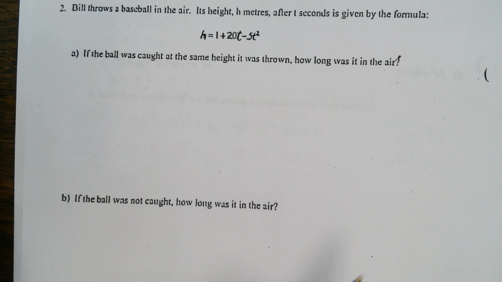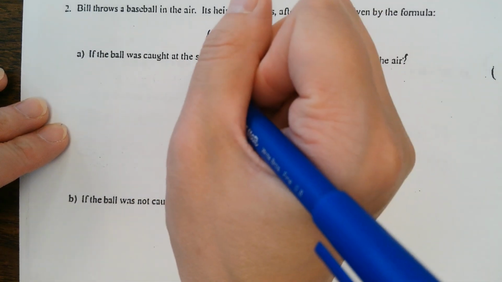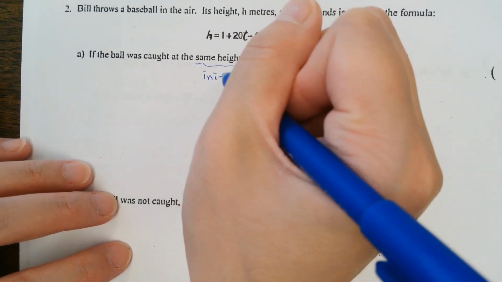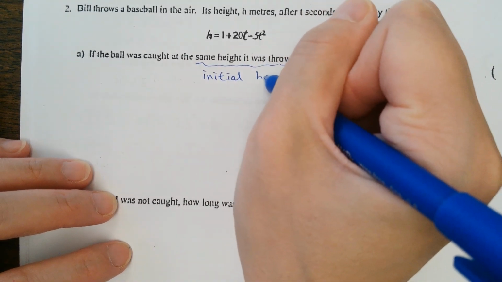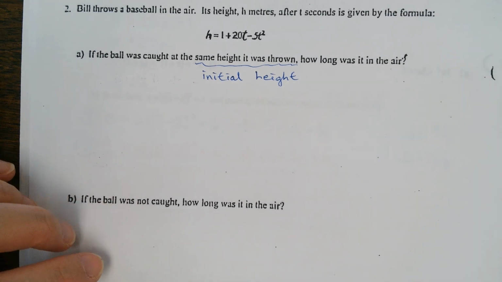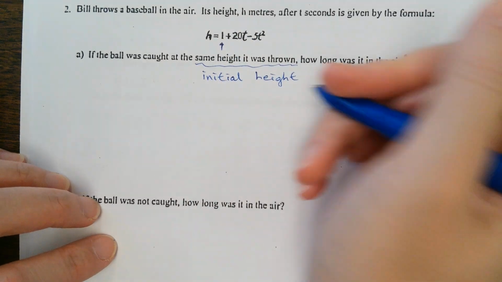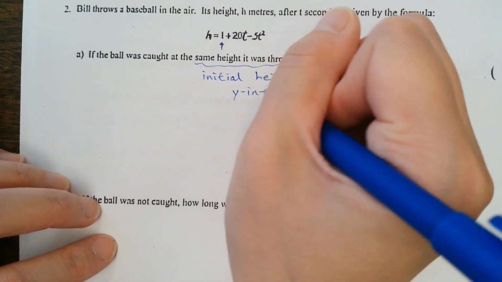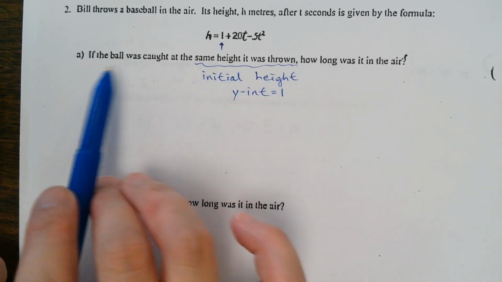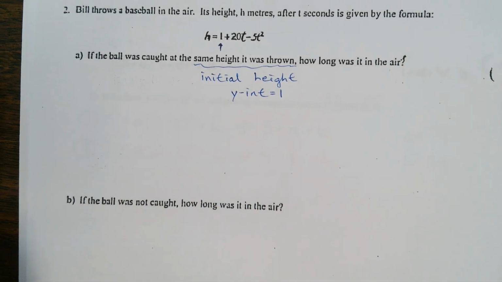Okay, so this is a little tricky question. If the ball was caught at the same height that it was thrown, meaning what was the initial height? All right, so what's the initial height right here? 1. That's right here. That's your y-intercept. So now it's asking how long was it in the air for. So you want to figure out when height is 1 again.